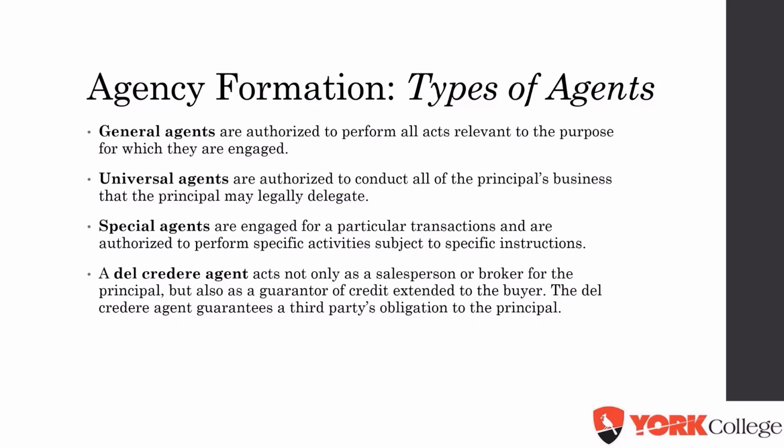Then we have a del credere agent, who is essentially a salesperson or a broker, but they also guarantee credit to a buyer. The agent is the one that guarantees the third party's obligation to the principal. So assume that you're a very rich person, and you want to lend out your money in order to get some income from interest.